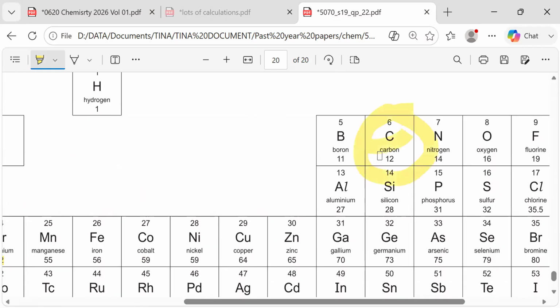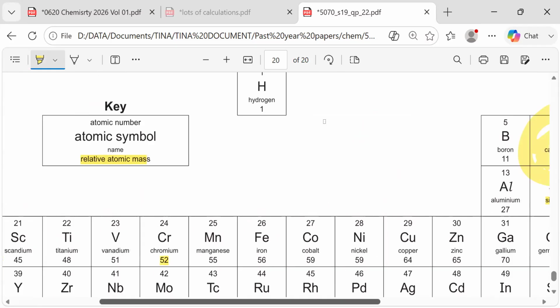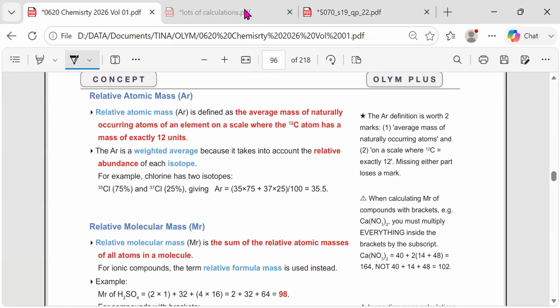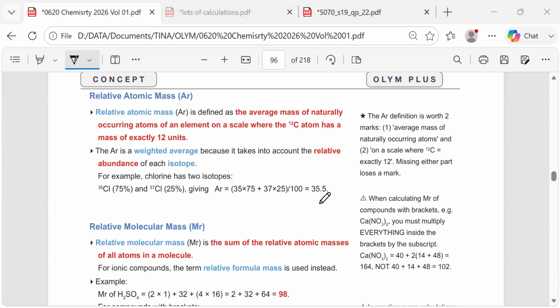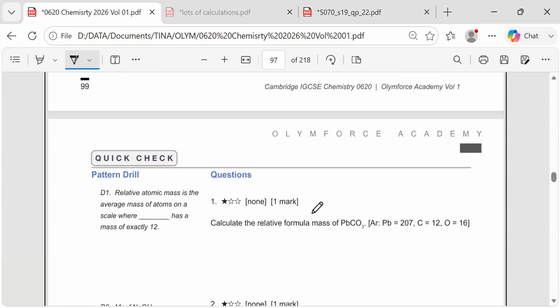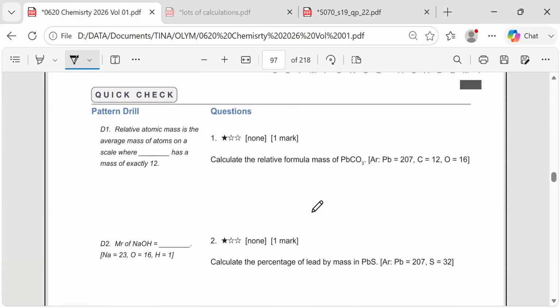We talked about this already, right? So nitrogen is 14 as compared to carbon is 12. Silicon is 28 as compared to carbon is 12. Arsenic is 75 as compared to carbon is 12. So everybody, the relative atomic mass is compared to carbon 12. But now we have one more thing. We calculate relative molecular mass or relative formula mass. Okay, that means the mass of the whole thing.